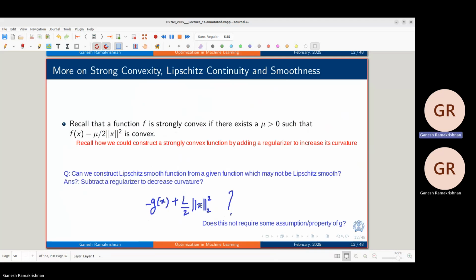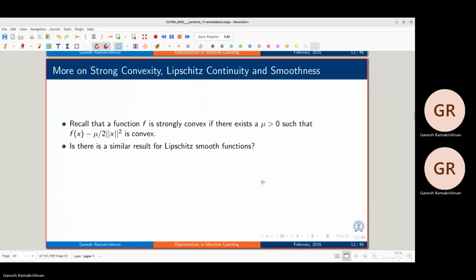Right? So if I take G, should it be subtracting L by 2 norm x squared? So this is a homework, okay? Or is it, so this is slightly different. What I've written is, I'm not subtracting L by 2 norm x squared from G, but I'm rather subtracting G itself from L by 2 norm x squared. Okay, so think about this. Is there a relationship between this form, or L by 2 norm x squared being subtracted from G? So that's a question. Is there a similar result for a Lipschitz smooth function?